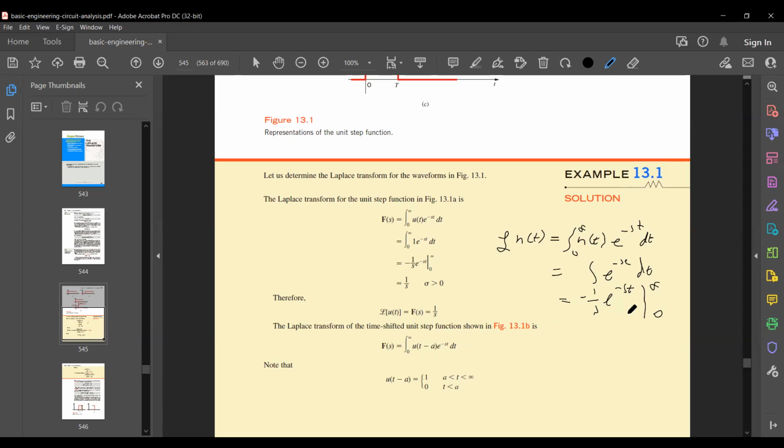You just add them: negative 1 over s times e raised to negative st, plus 1 over s, minus negative 1 over s times e raised to negative st at the other limit. Your equation is now equivalent to 1 over s. Take note that our s here should be greater than 0, based on our definition of the Laplace transform earlier.